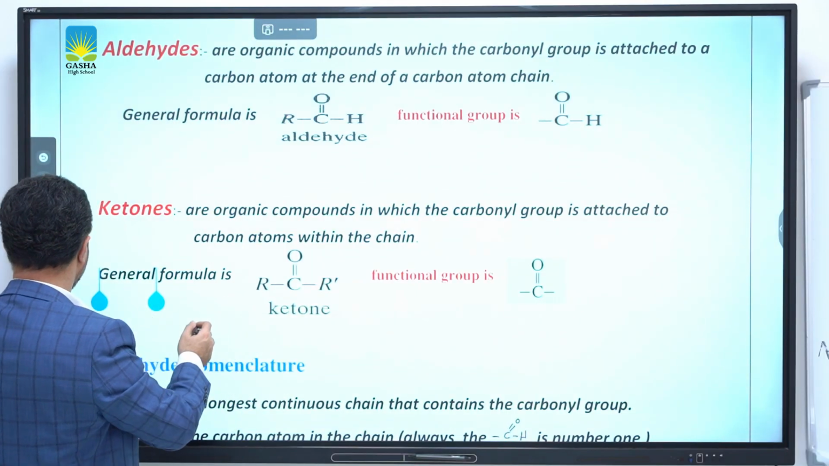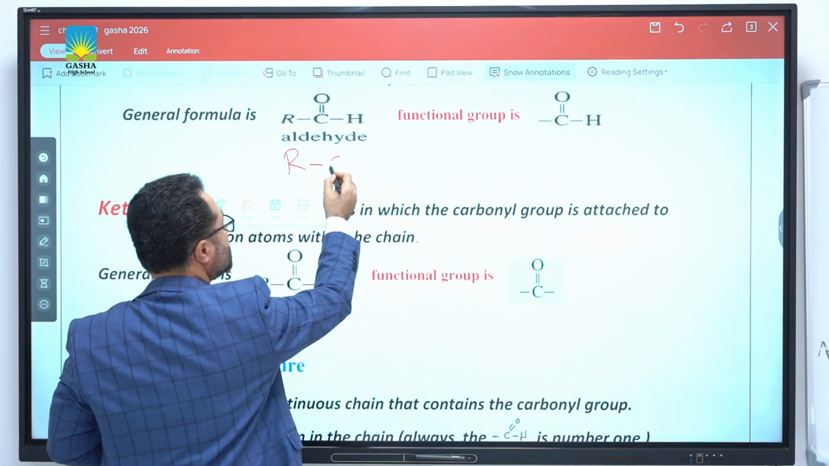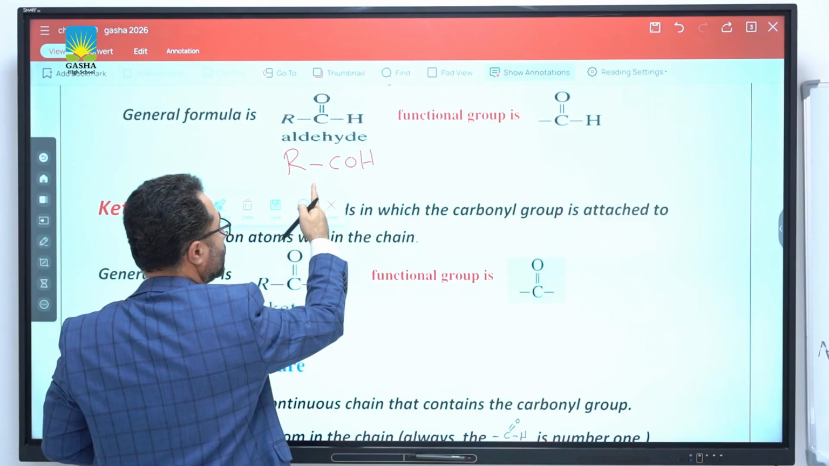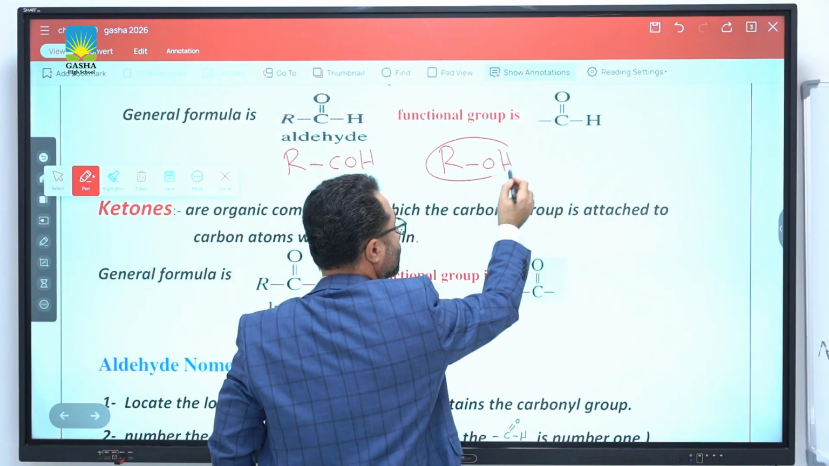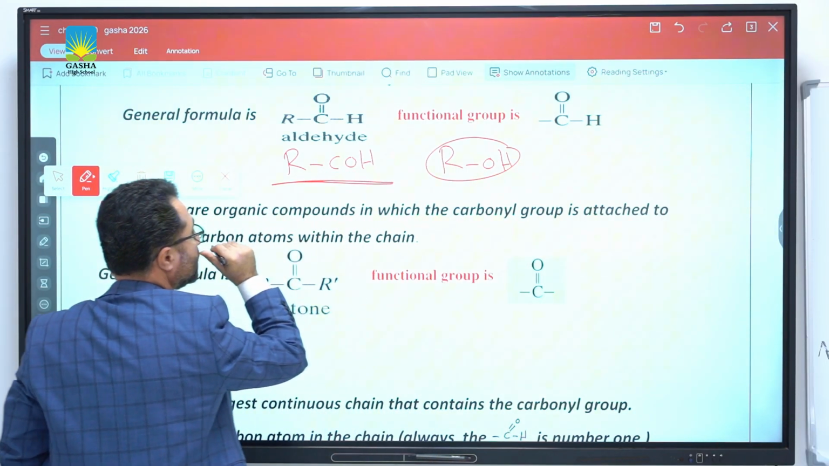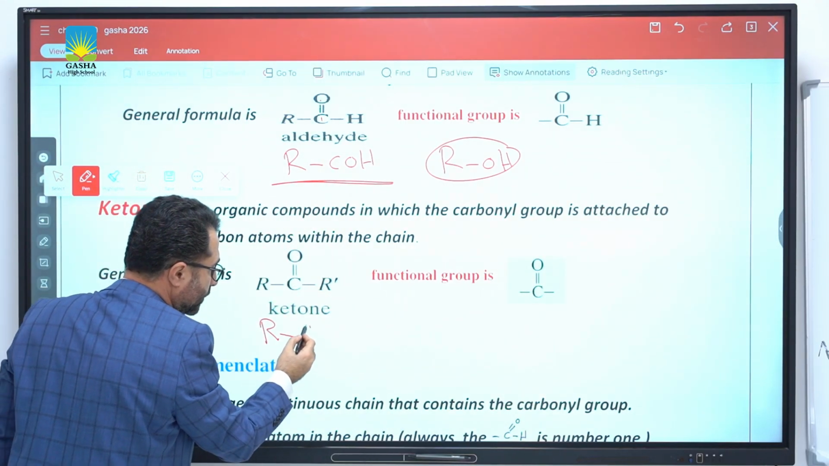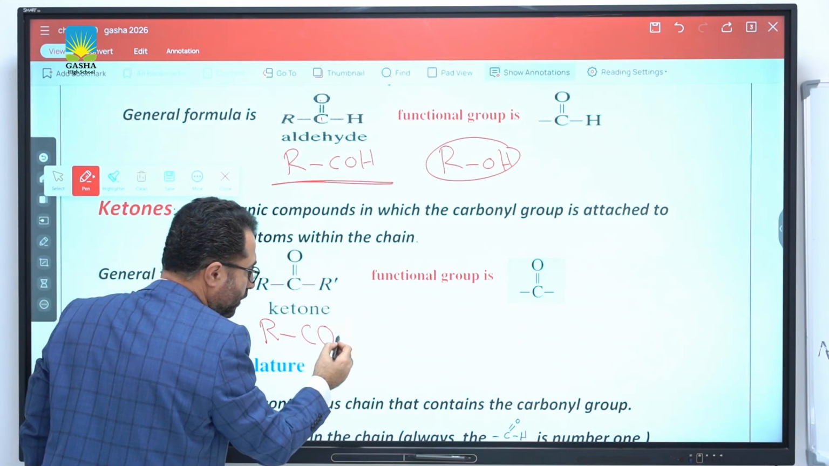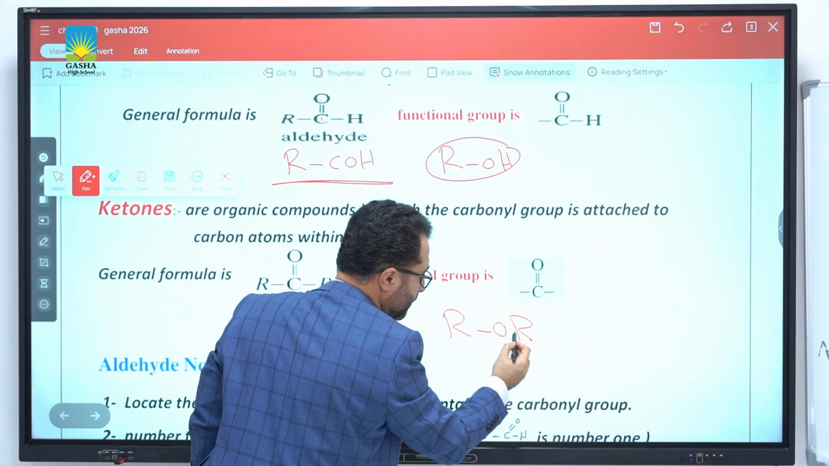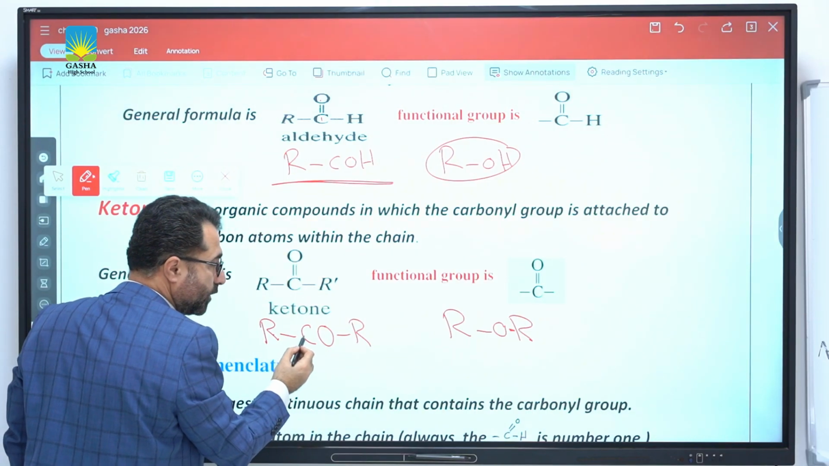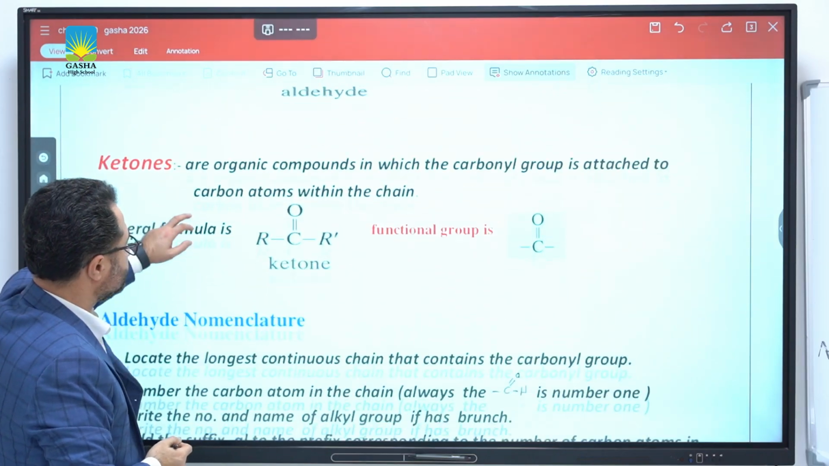Instead of writing it as CHO or COH, we can write it in this form, RCHO. It's not an alcohol, be careful. Alcohol is ROH. But here we have an aldehyde, RCHO, with C double bond O and H. And a ketone we can write in this form, RCOR. It's not an ether, be careful. ROR is an ether, but here we have R, C double bond O, and R, so it's a ketone.